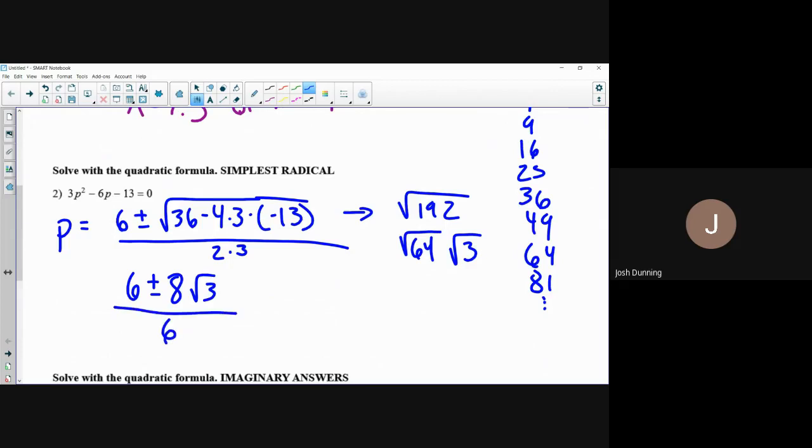Now, pretty much that's the answer. But to reduce it down, we can divide those all by 2. Three plus or minus 4 radical 3 over 3. And you know, you might see that split up. You might see 3 plus 4 radical 3 over 3, 3 minus 4 radical 3 over 3.